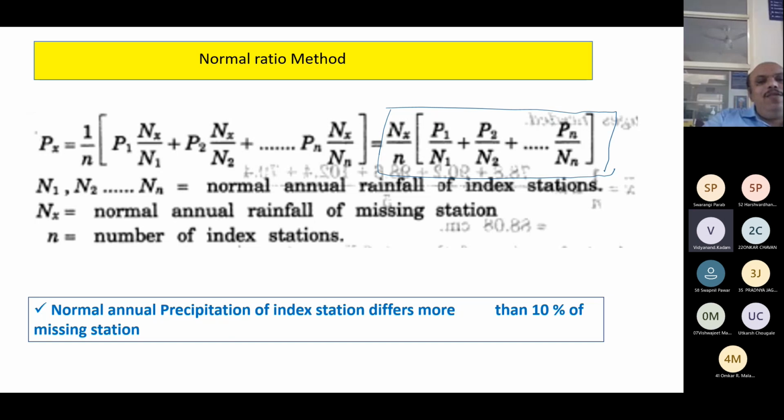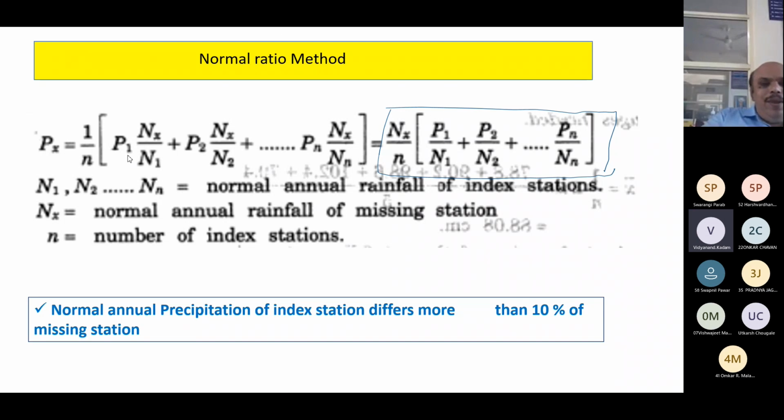Okay, there are some index stations for which we have the daily rainfall values, that is P1, P2 up to Pn. We have normal rainfall values, that is NX, N1, N2 up to NN. So these are the normal annual rainfall values of index stations. And NX is normal annual rainfall of missing station. Is it clear? So here daily rainfall value is weighted with normal ratio P1 into Nx upon N1, P2 into Nx upon N2. Okay, so this is the normal ratio method.